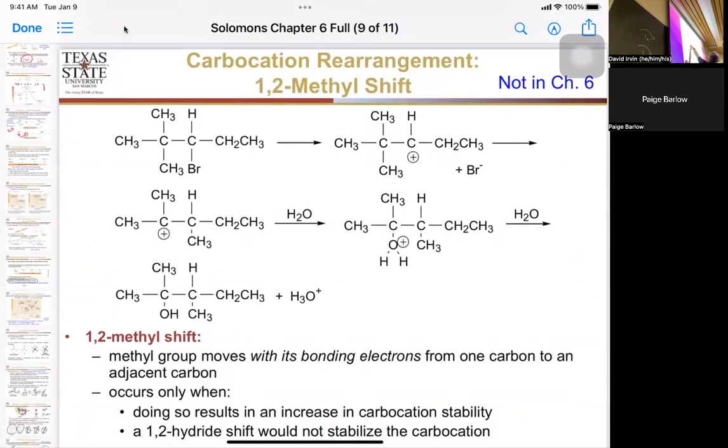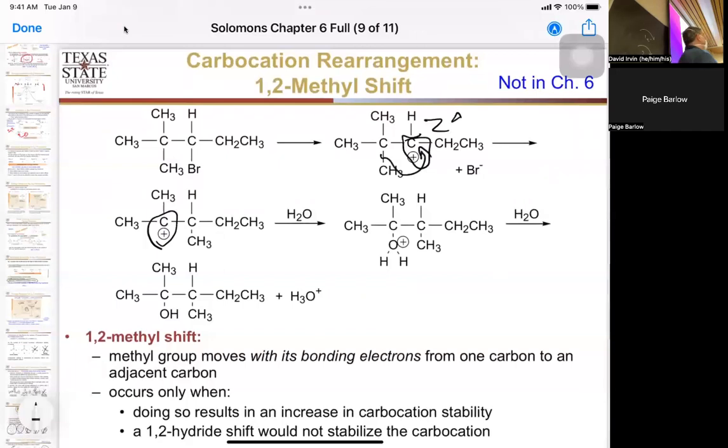So in this case, we're going to break the bond between the bromine and the carbon first, giving us our secondary carbocation. And then our secondary carbocation is going to say, wait a minute. It's going to move this methyl group over 1 thing, so it gives us a tertiary carbocation. And now that tertiary carbocation is more stable, it's going to react with the nucleophile, and it's going to give us our products. So it's the 1,2 methyl shift. We can only move one carbon, and we can only go from a secondary to a tertiary carbocation.